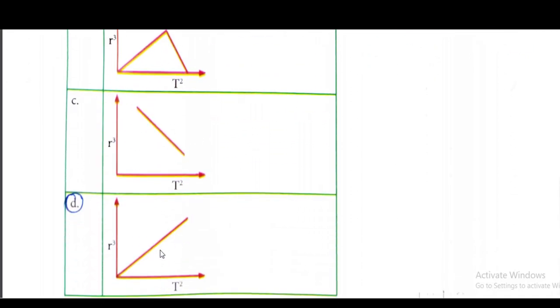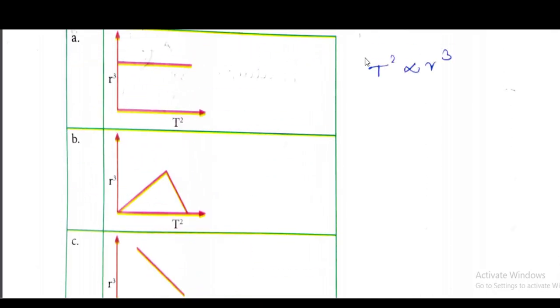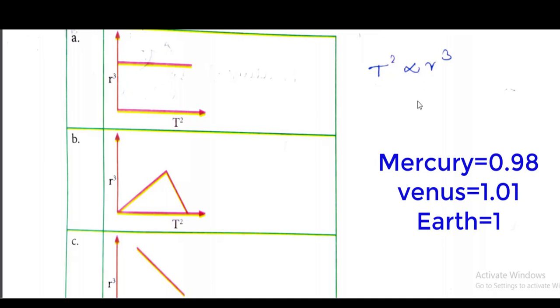But what about this option? R cube and t squared are proportionally increasing, and the value of t squared by r cube is 1. For example, for Mercury it is 0.98, Venus it is 1.01, and Earth it is 1. T squared by r cube is always nearly 1.